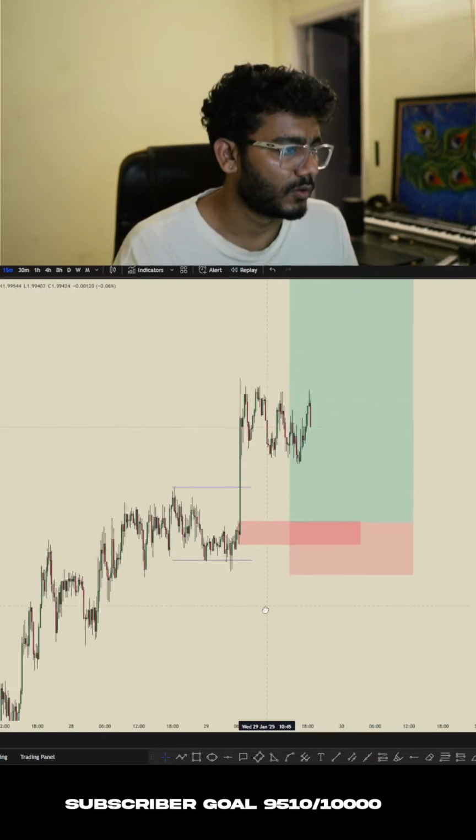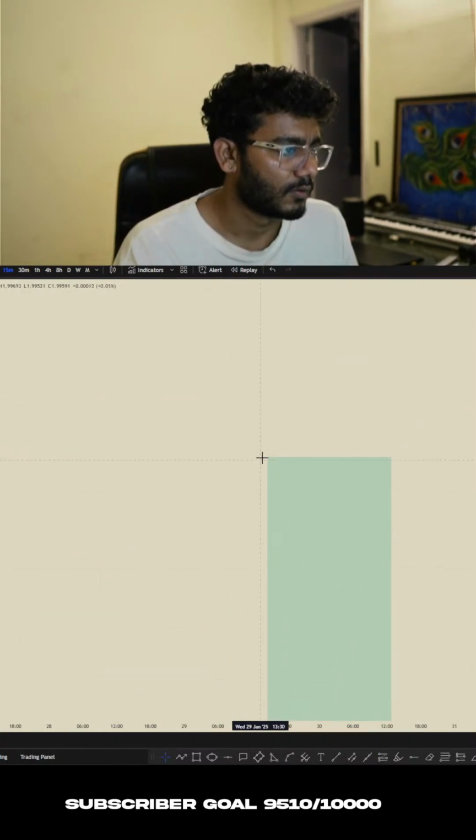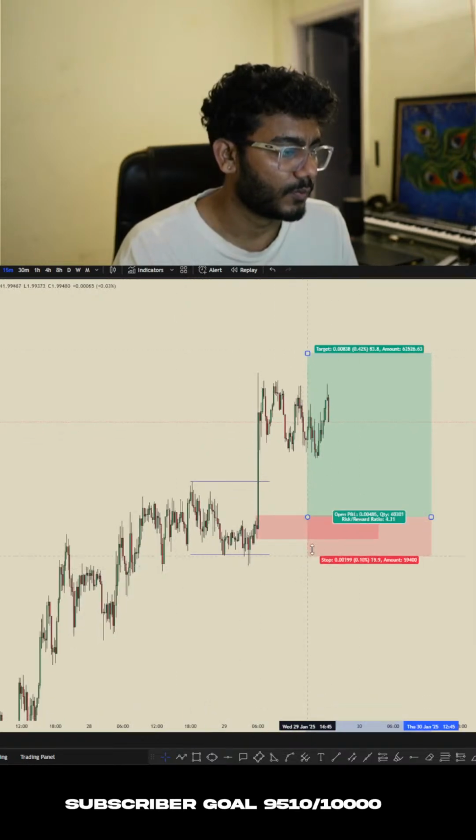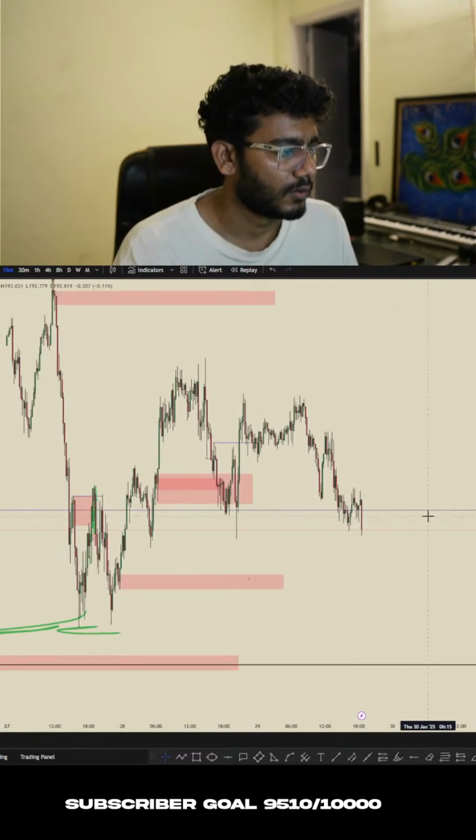Entry, stop loss below this low, and the next high will be our target. If we put our stop loss below this low, it will be around 1:5.